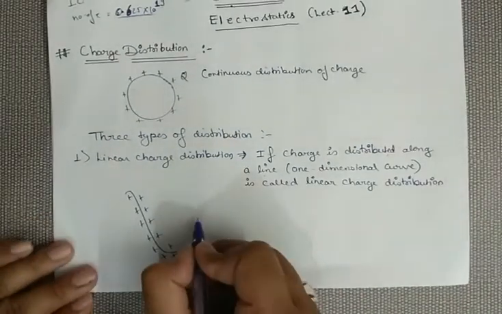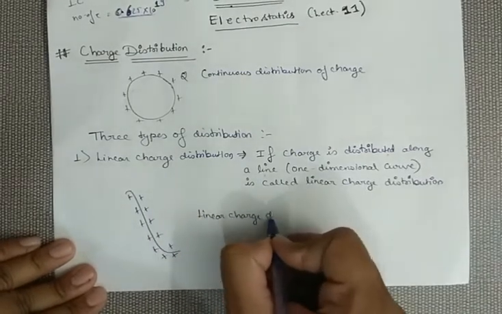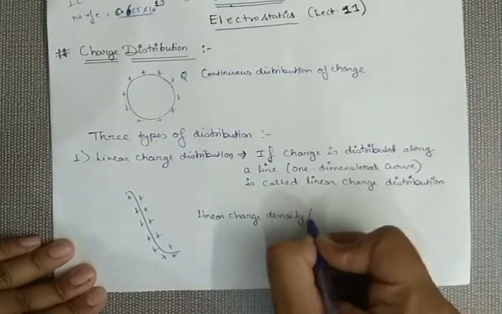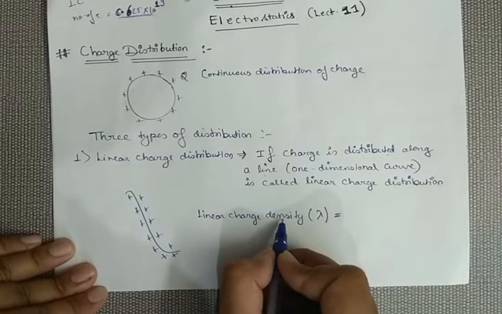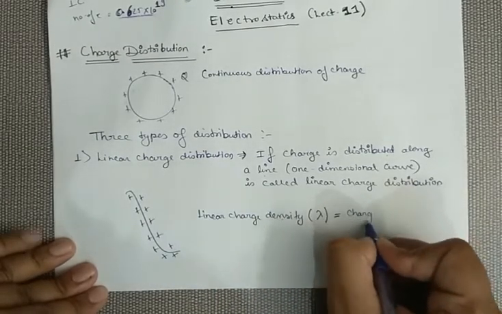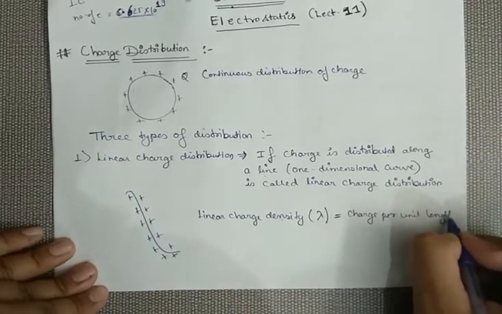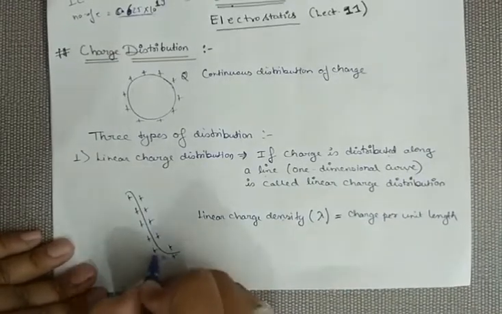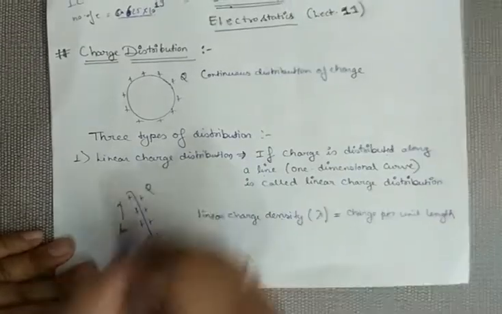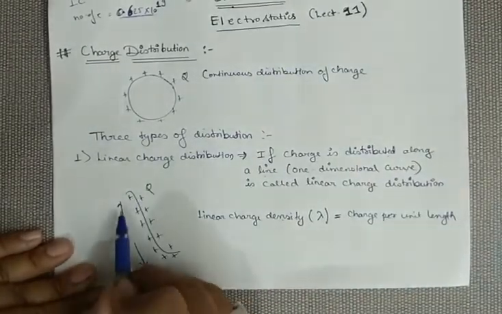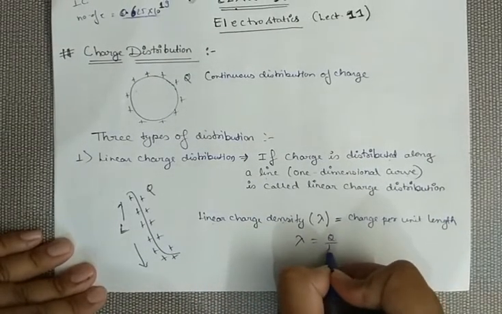Now here we have to find the term linear charge density. Linear charge density is represented by lambda, and it is basically defined as charge per unit length. So suppose this is a line, a wire of length L, and the total charge given to this wire is Q. Then linear charge density lambda can be given as Q by L.